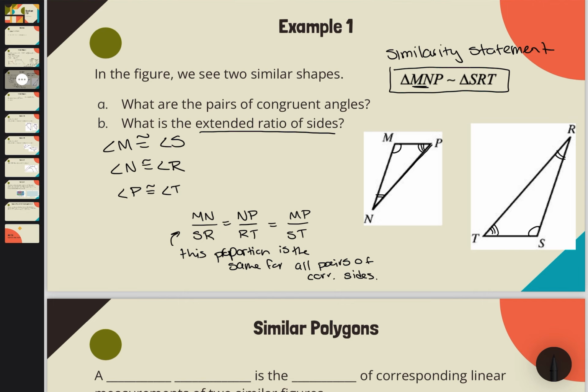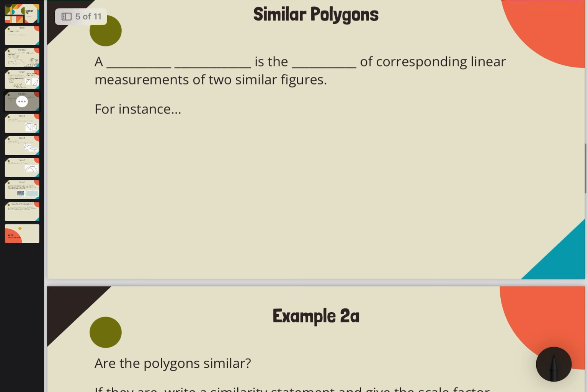All right, let's keep going. Okay, here's something that you all are going to have to use on your kites. A scale factor. A scale factor is the ratio of corresponding linear measurements, or maybe we could say sides, of two similar figures.